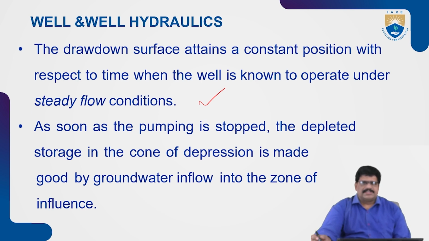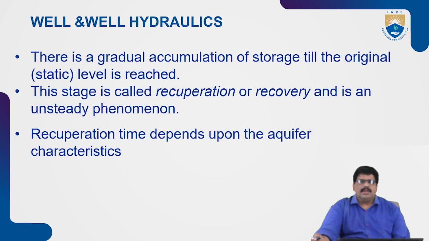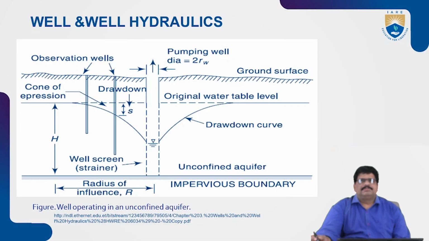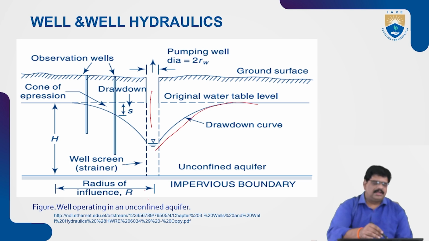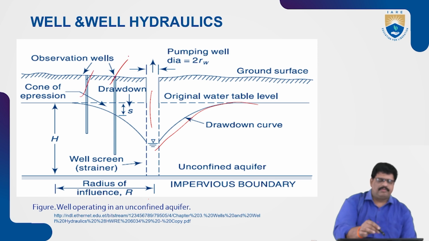Why do we have to study this? We have to improve the zone, study the conditions, and design the wells for underground conditions of different geological formations. The gradual accumulation of storage until the level is reached is called recuperation or recovery, an unsteady phenomenon. Recuperation depends upon the aquifer characteristics. As we discussed previously, for the observation wells we have the radius of influence and the different types of wells, observation wells, and the cone of depression.